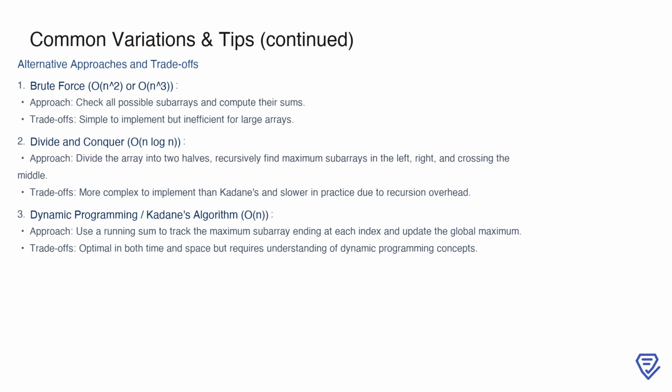The most efficient solution is Kadane's algorithm, which uses dynamic programming to achieve O(n) time complexity. It keeps track of the maximum subarray ending at each index and the global maximum, all while using constant space. While Kadane's is optimal, it requires a solid understanding of dynamic programming concepts to implement and explain effectively. Each approach has its strengths and weaknesses, and understanding them will help you tackle variations of this problem confidently.